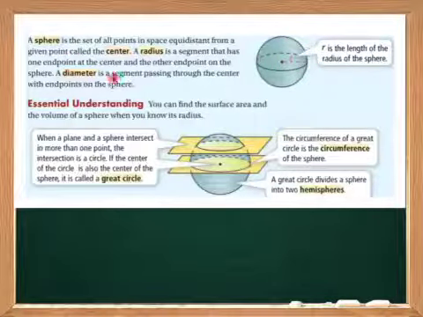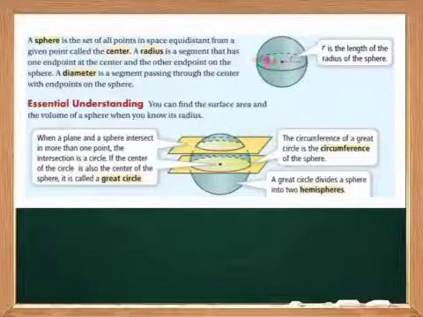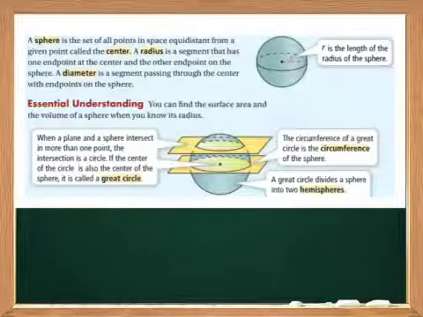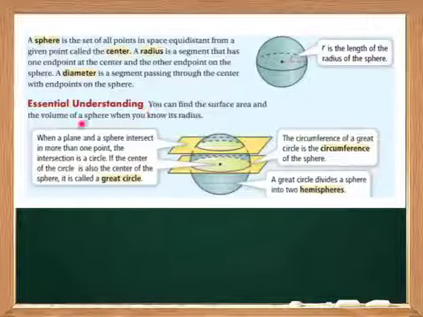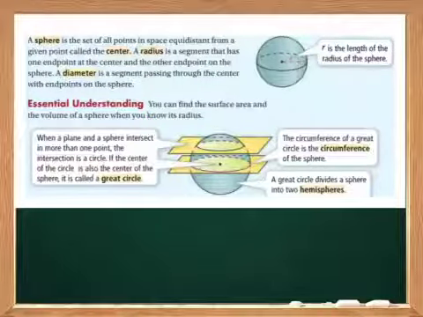The diameter is the segment that passes through the center and both endpoints are on the sphere. So just like in a circle, but now it's three-dimensional. You can find the surface area and the volume of a sphere when you know its radius. Just a few things to go over.